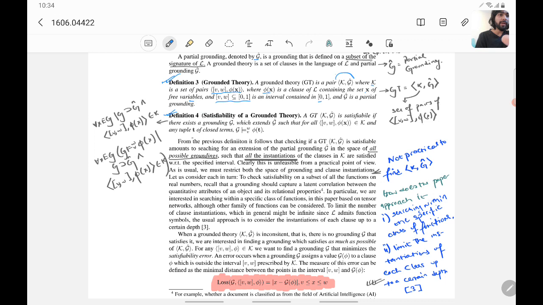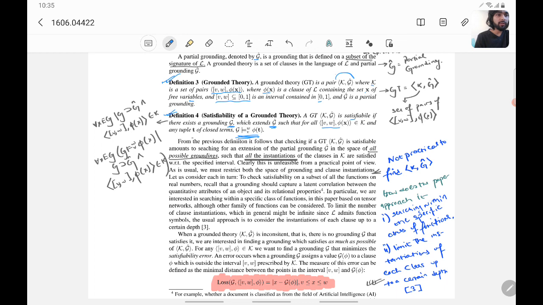Given this grounded theory and satisfiability, how does one say a grounded theory is satisfied? A grounded theory is satisfiable if this is the case: given G cap, there exists a grounding in the complete grounding space G which extends G cap, such that for all the closed clauses and their free variables, the value lies in the interval of v to omega.